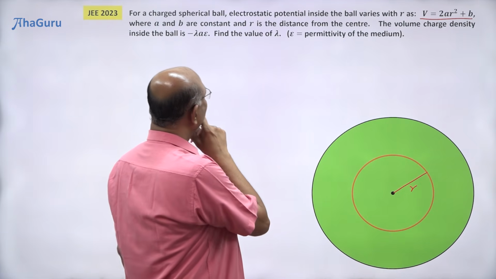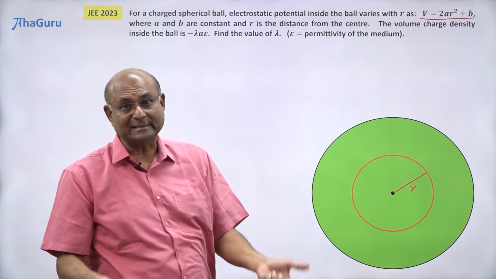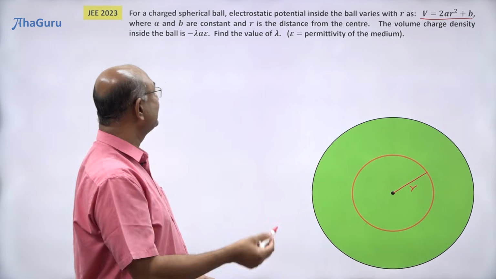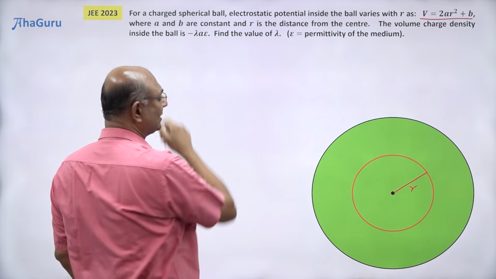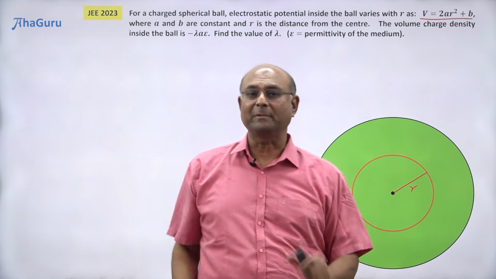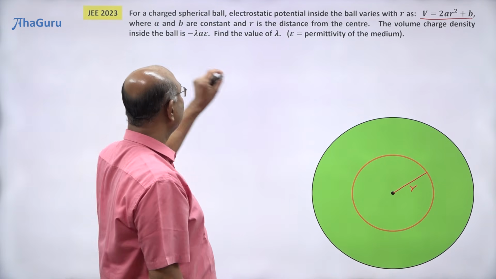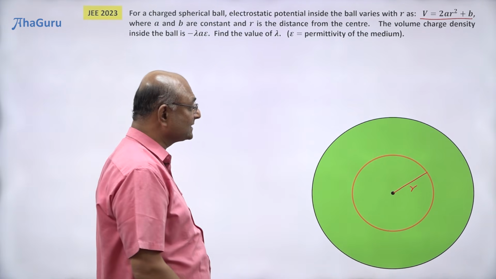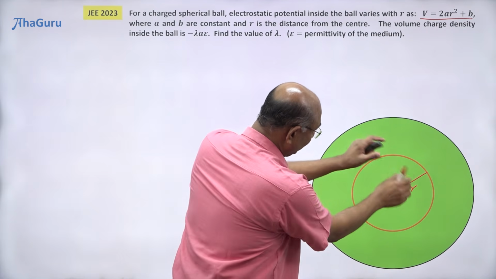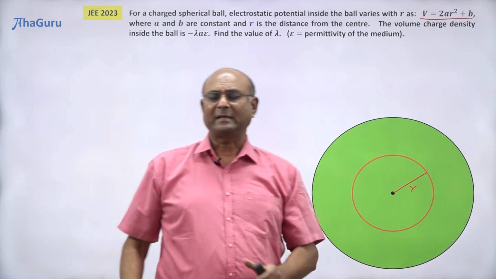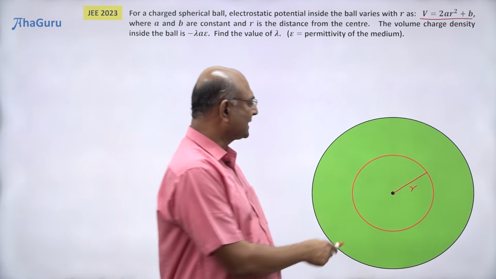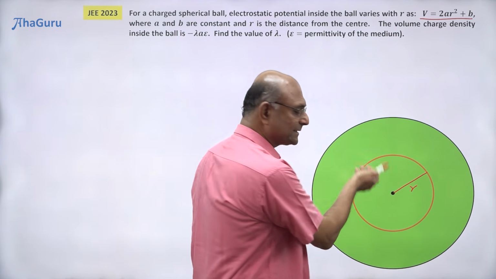Okay, how will I find out what is lambda? Basically, I want to find the charge density. Once I find the charge density, which is given in the form of minus lambda A epsilon, that is going to tell us what is lambda. But how will I find the charge density? If I want the charge density inside this, that will tell me the total charge, because charge density into volume will give me the total charge.